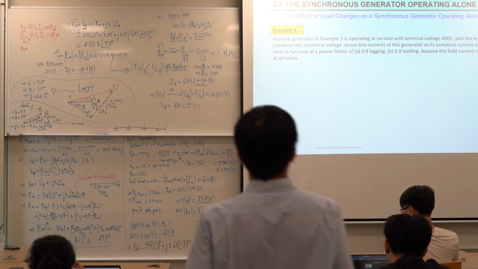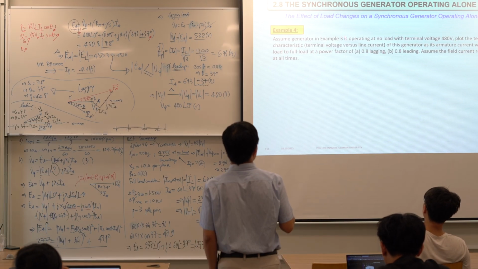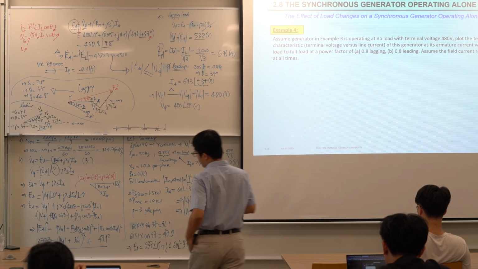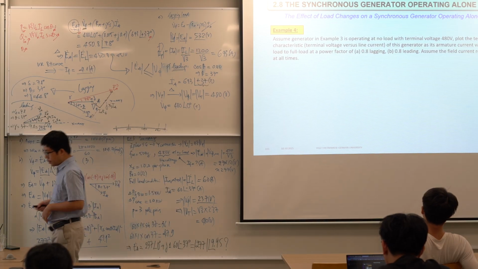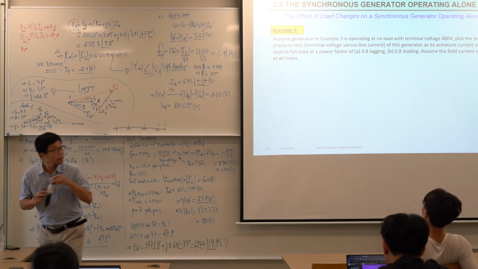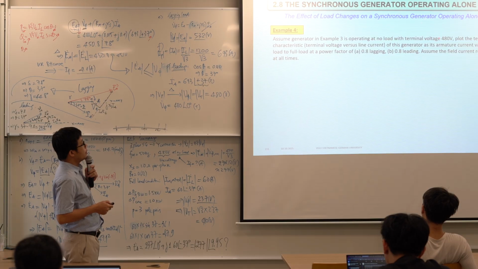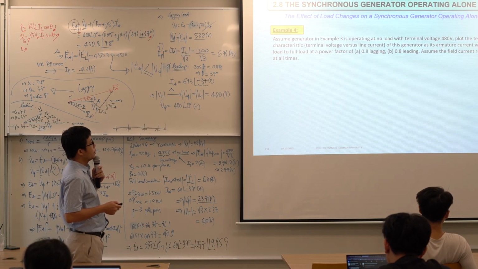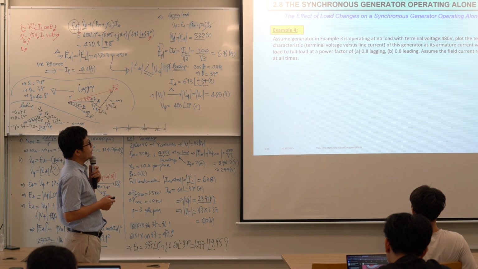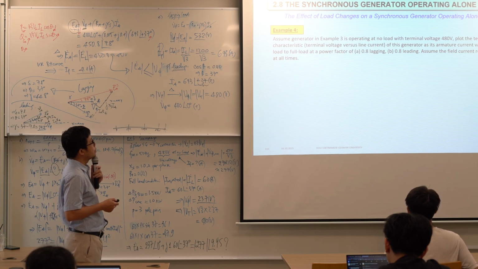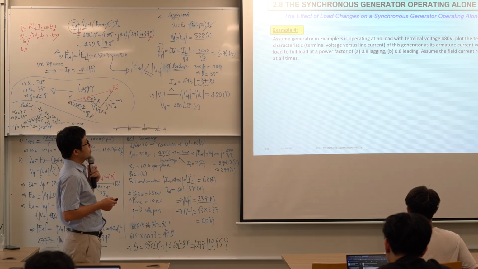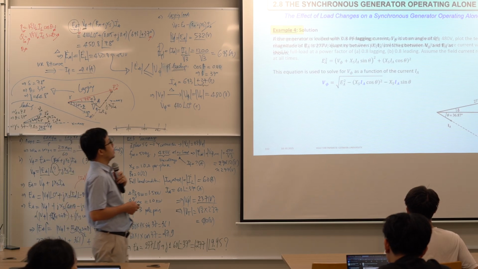So, example 3: the synchronous generator is operated at no load, with terminal voltage 480 volt. Plot the terminal characteristics, I mean terminal voltage, line voltage and line current of the generator, for two cases: 0.8 lagging and 0.8 leading.